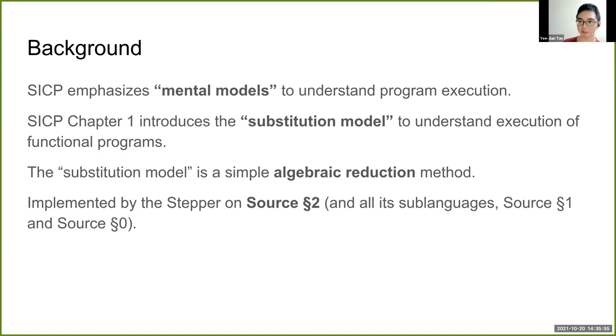As you heard from the previous talk, the SICP textbook is used for CS1 in the National University of Singapore. But instead of using Scheme, we are using the Source sublanguage. One characteristic, as mentioned, is the emphasis of SICP on the different mental models. In particular, in the first half of the CS1 course, we focus on the substitution model, which is a simple algebraic reduction method. It is a purely functional reduction method. So the stepper is implemented on this functional sublanguage Source 2, which made the stepping possible.